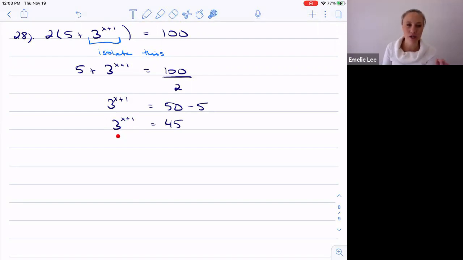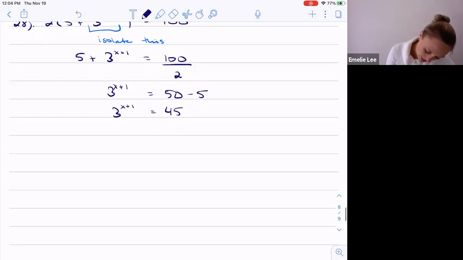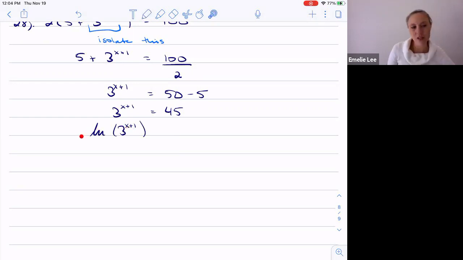I have the same problem that we just solved, right? I can take log base 3 or the ln, doesn't matter. Because it's easier to use ln on my calculator, I'm just going to go straight for it. And like I said, I usually use the ln. So we're going to take the log of both sides, so the ln of 3 to the x plus 1. Eventually, you can just start writing x plus 1 times the ln of 3. That's fine. Is the ln of 45.